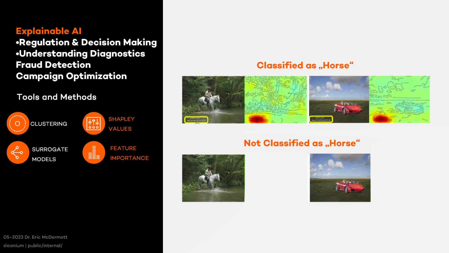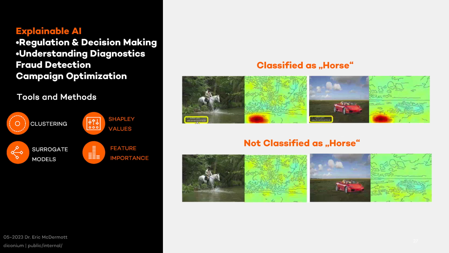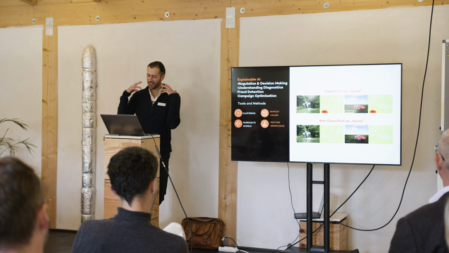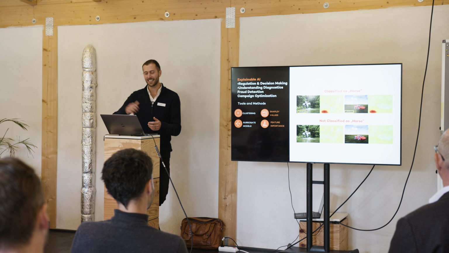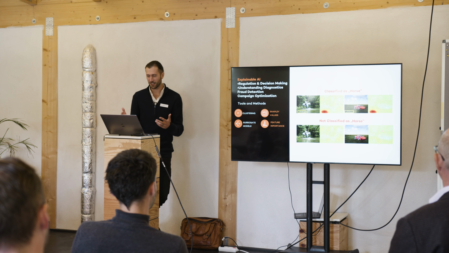So if we would remove the watermark, now it doesn't find anything in this image that could be classified as a horse, and similarly here. So this is, again, just a way that you can look under the hood and see, is my model doing what I think it's doing?